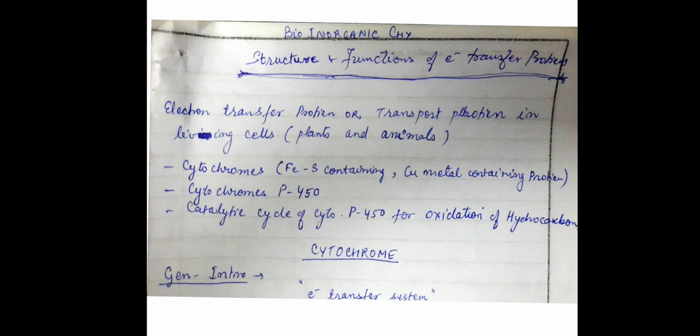Now, cytochromes have two or three types. I am telling you here the iron, sulfur and copper metal containing proteins. Copper metal is not in your course, only in the cytochrome. Iron, sulfur and P450 are in your M.Sc. SEM3 course. Now, the catalytic cycle of cytochrome P450 I am also telling here, oxidation of hydrocarbon. This is the function of the cytochrome P450.